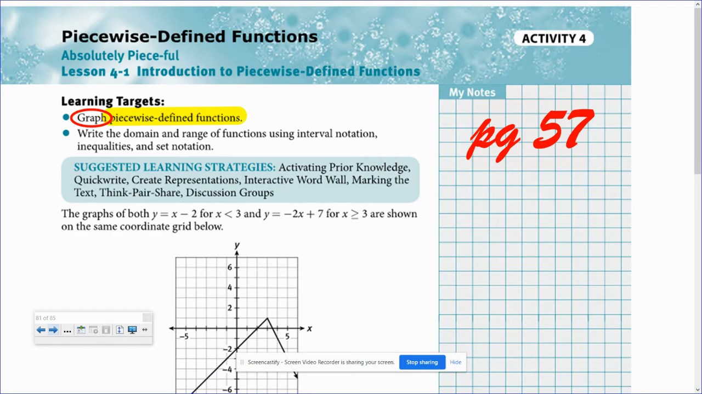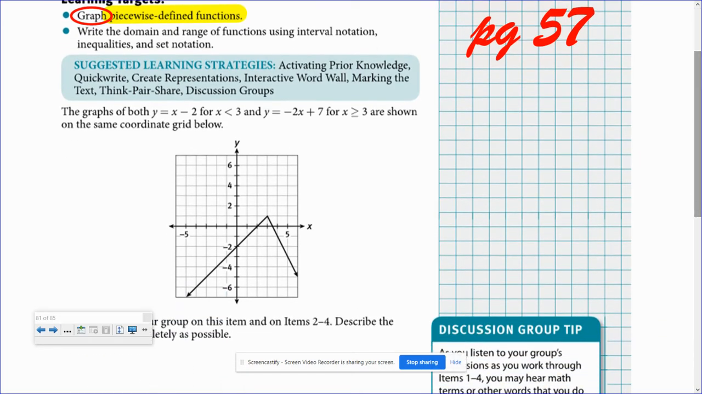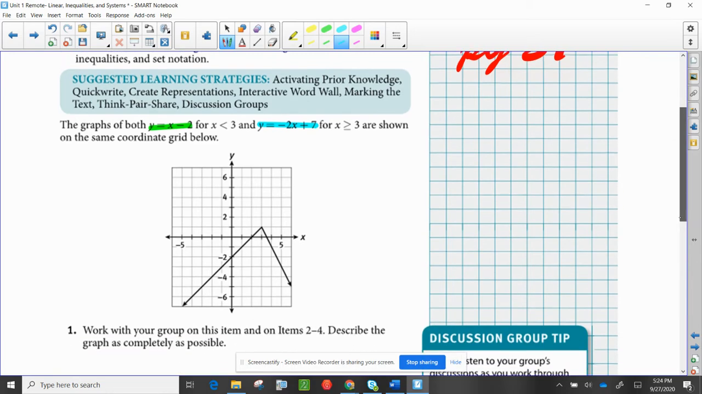Okay, so let's look at an example of a graph of a piecewise function. This says the graphs of both y equals x minus 2 for x values less than 3 and y equals negative 2x plus 7 for x values greater than or equal to 3 are shown on the same grid below. So a piecewise function is actually multiple graphs. Let me color code this here. It's multiple graphs that are pieces of each that they put together for one picture.